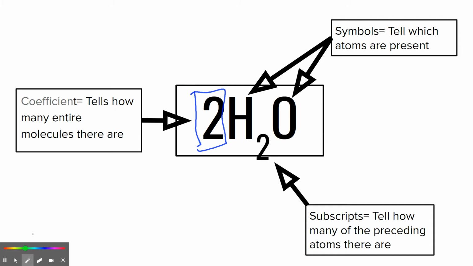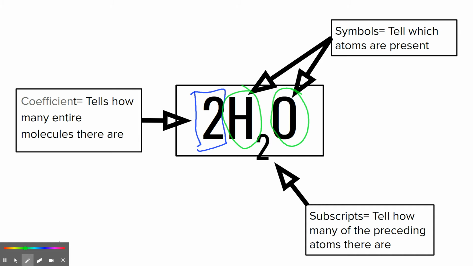For our next one, we have symbols. You guys should recognize most of these. So for this example, H and O are our 2 symbols. They tell which atoms are present in the molecule. H would be hydrogen, O would be oxygen.